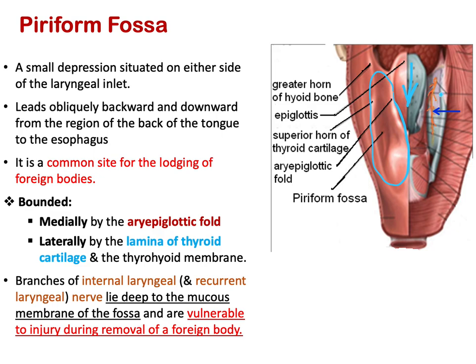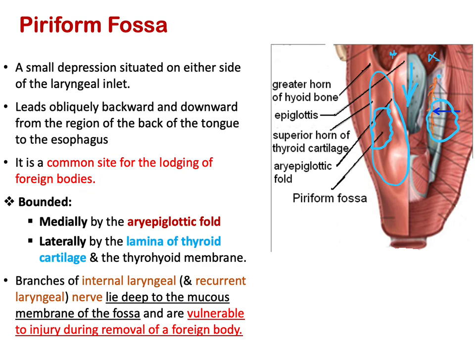It leads obliquely backward and downward from the back of the tongue, as you see here, to the esophagus, and it's a common site for lodging of foreign bodies. For example, some people or a child, for one reason or another, swallow foreign bodies, and sometimes they lodge in this fossa. When you try to take it out or remove it, sometimes it causes a kind of injury to nerves there.